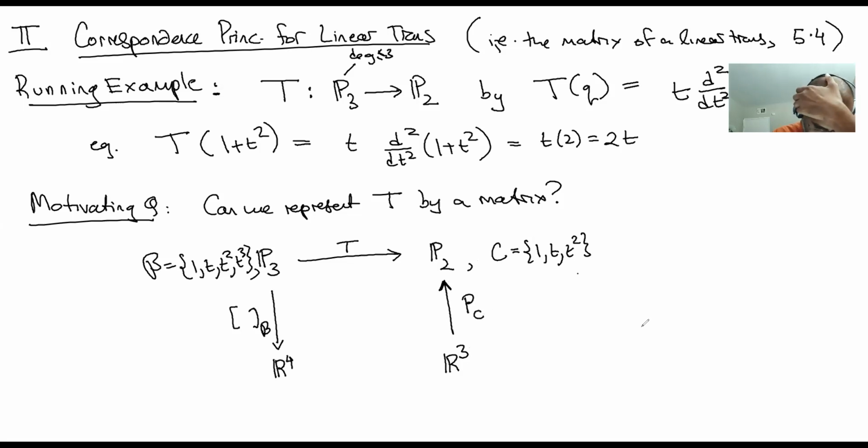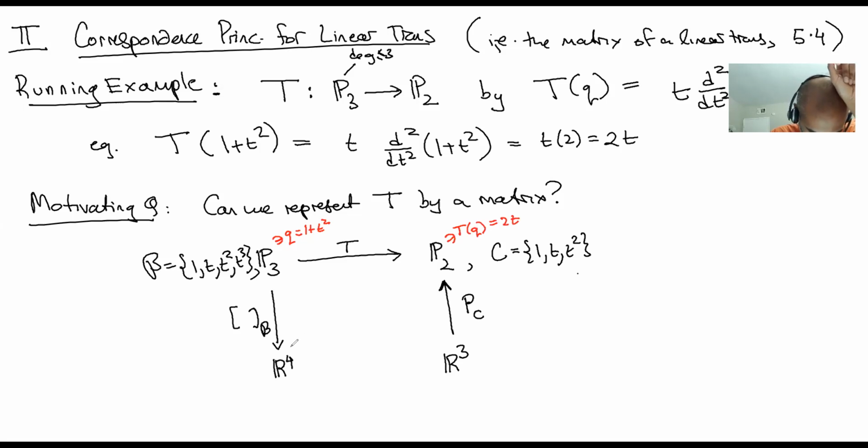And just to make all of this concrete, P3 contains my input. This is the domain of T, so this contains my polynomial Q. For example, in this example, it's 1 plus t squared. P2 contains T of Q, which in this case is 2t.